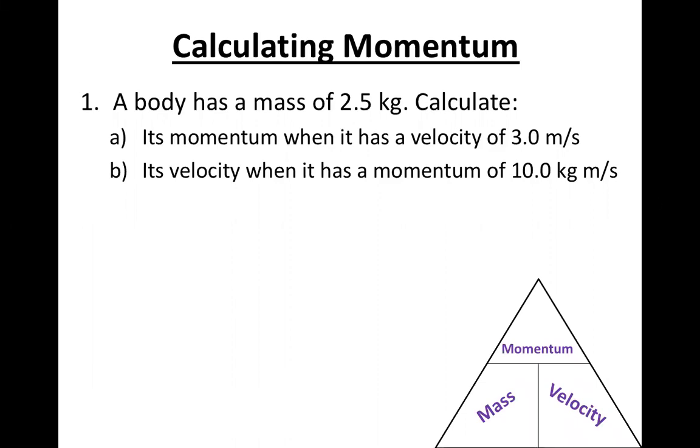Next one, its velocity when it has a momentum of 10. So if I want to calculate velocity based on the triangle, what do I need to do? 10 divided by 2.5. What am I dividing? Momentum over mass. Correct. For velocity, I take momentum divided by mass, so 10 divided by 2.5, which is 4. And what is the unit? Meter per second.